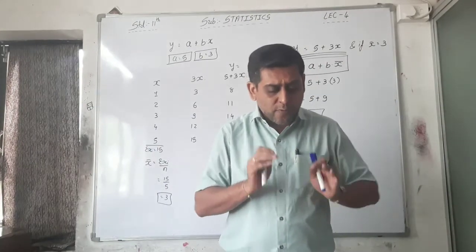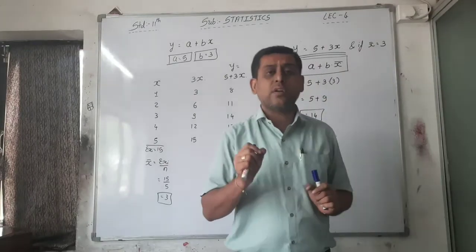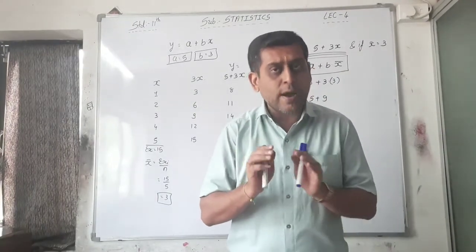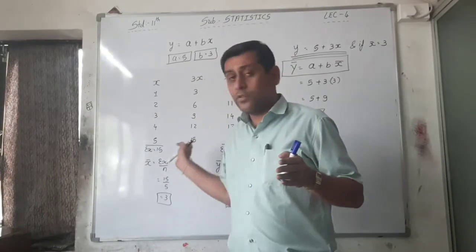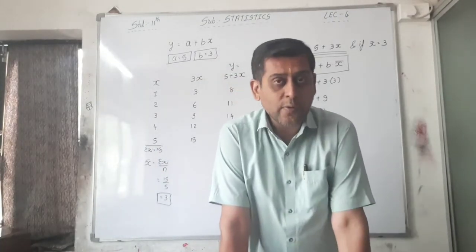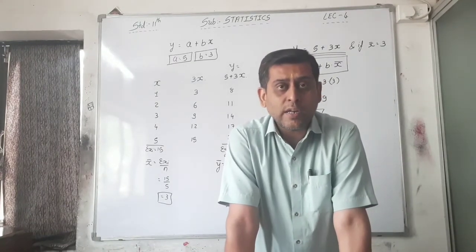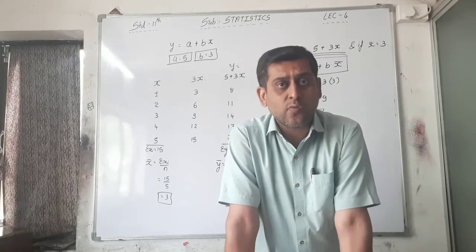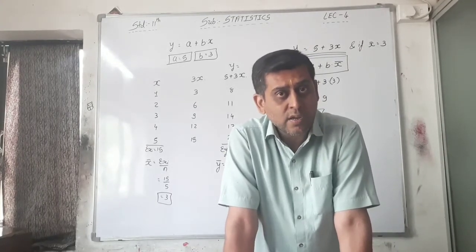This is somewhat different, but I will explain that difference in my next lecture. But you just have to do it by the normal ways, as you are doing. So 5 plus 14, that is 19, and 19 divided by 2, that is 9.5, is your first mid value, and so on. So class interval is again equal.